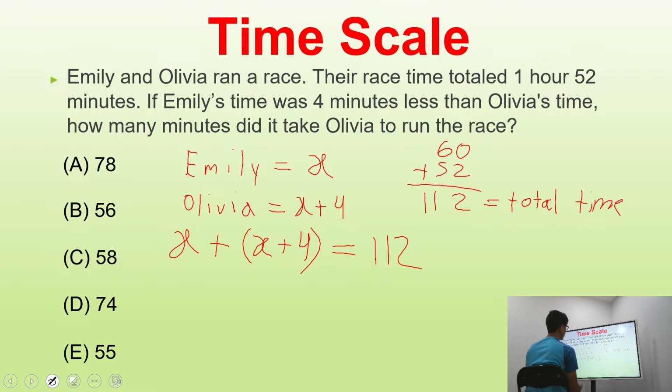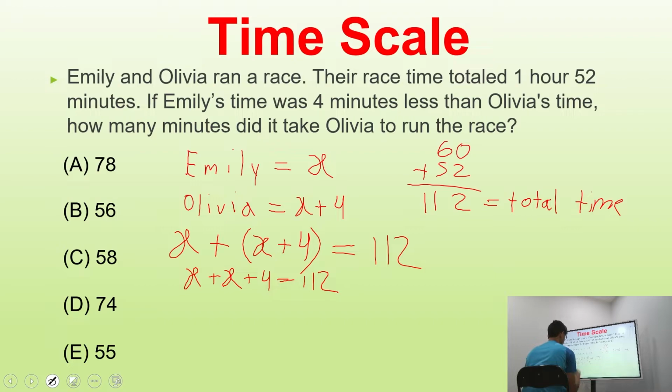So this is how our equation should look. Based on this, now we can actually solve our problem here. What we're going to do first is take out the brackets. So we're going to basically just have X plus X plus 4 equals 112.